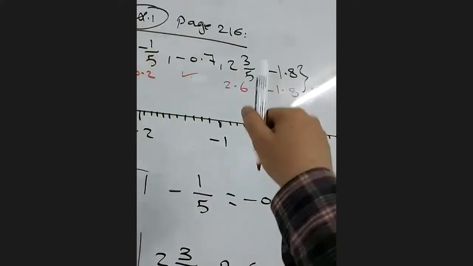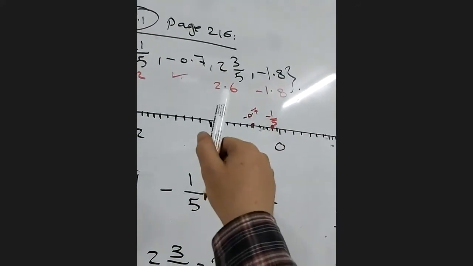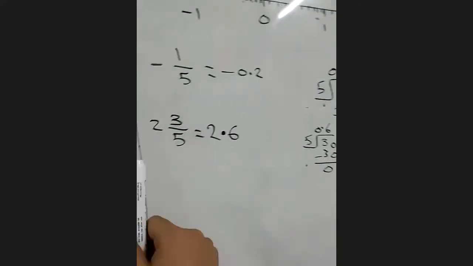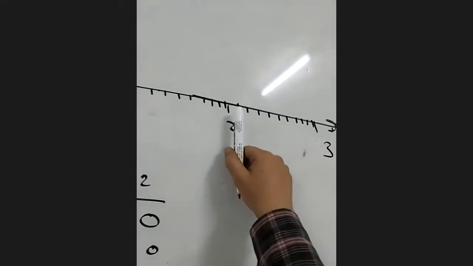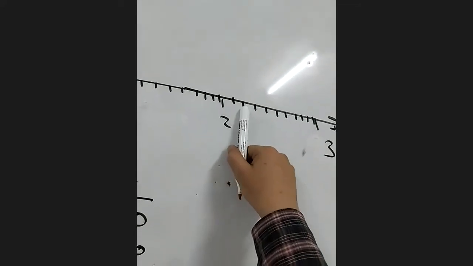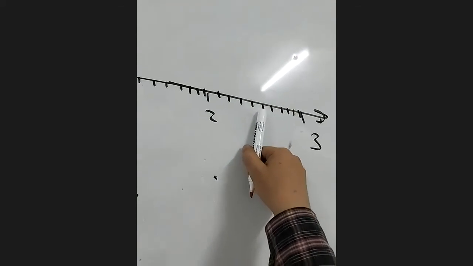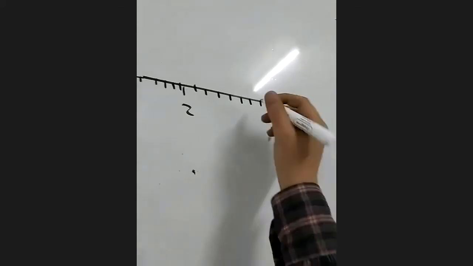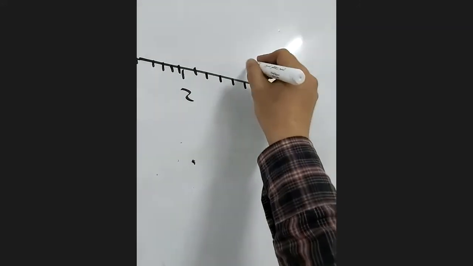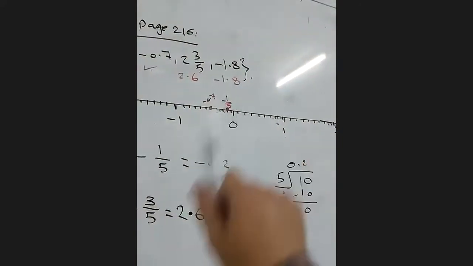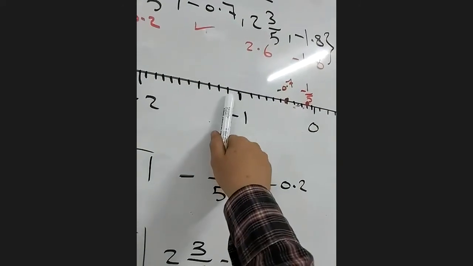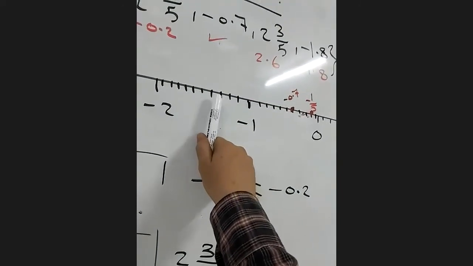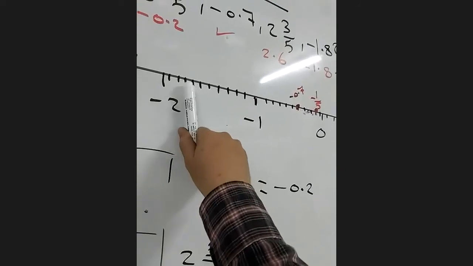Now here, 2 and 3/5, it is 2.6. We did it here, guys. Here is the 2. This is 2.1, 2.2, 2.3, 2.4, 2.5, and 2.6. So this one is 2.6, which is 2 and 3/5. Last one, it is negative 1.8. Where is the negative 1? Negative 1.1, negative 1.2, 1.3, 1.4, 1.5, 1.6, 1.7, 1.8 here.